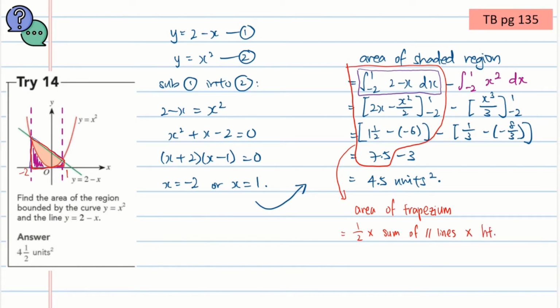So the sum of parallel lines would refer to this length and this length. However, we do not know the y values here. It is not difficult to find out what these two values are. We could easily take x equals -2 and substitute it into the curve, or maybe even the line, that's also fine, and take x equals 1 and substitute into either one of the equations. So there's this extra step involved in finding the sum of parallel lines.